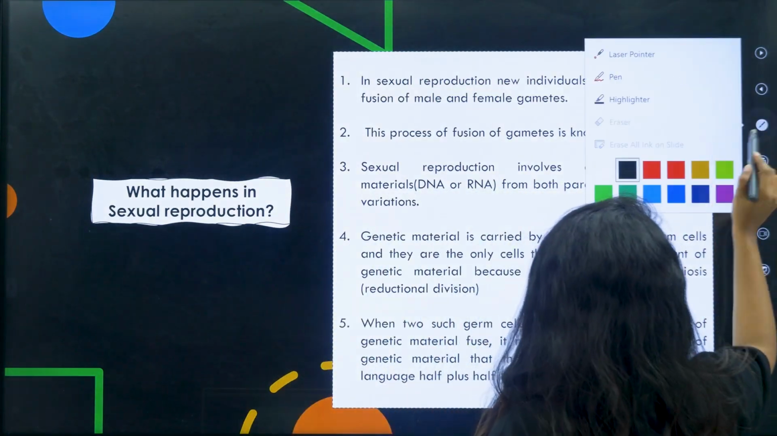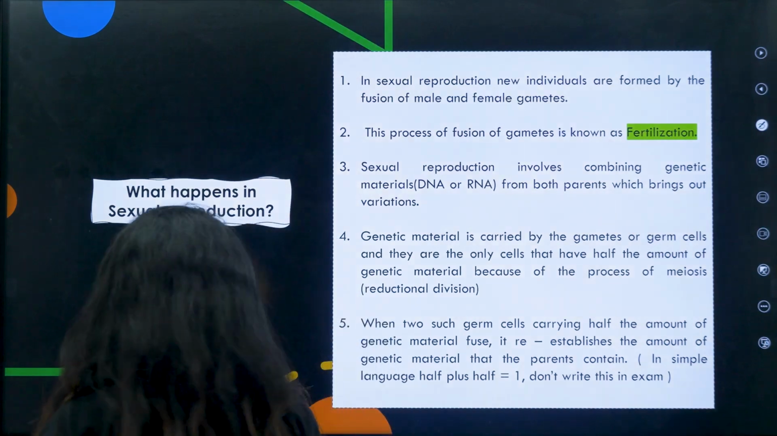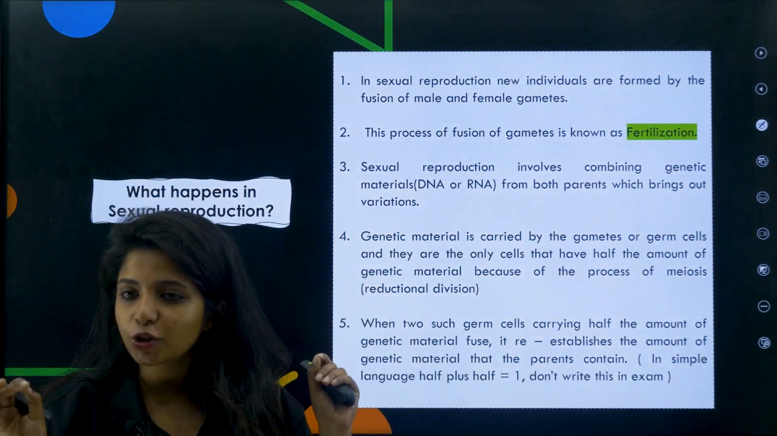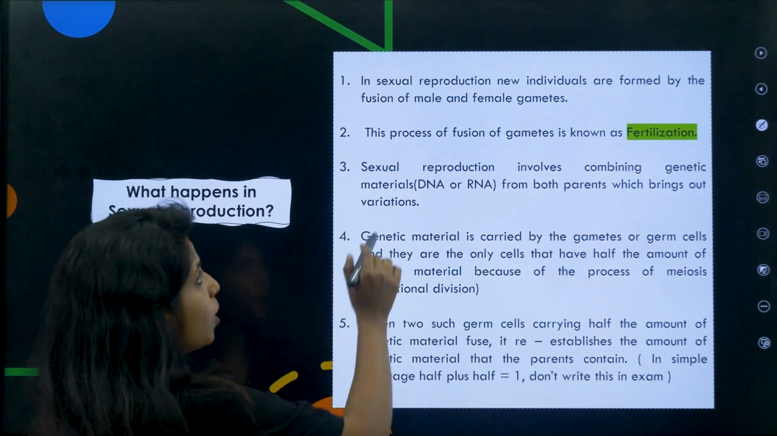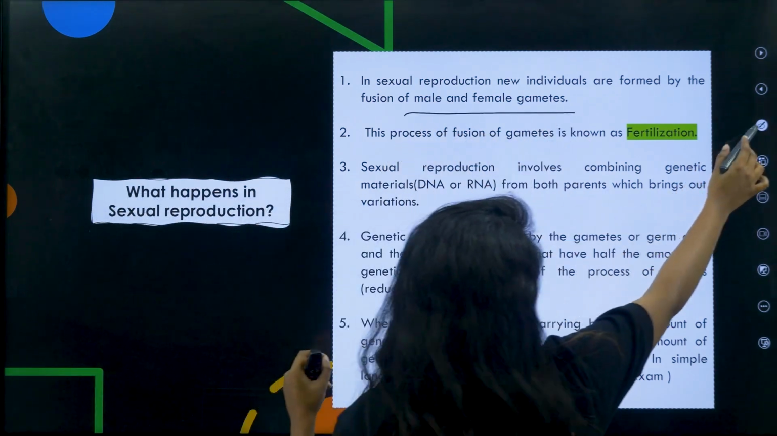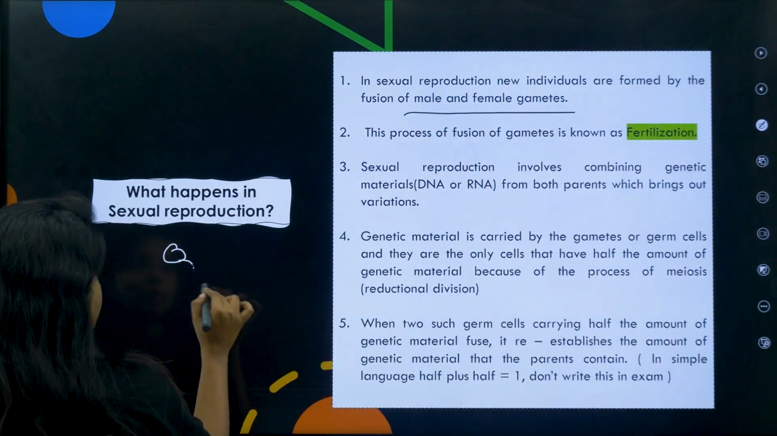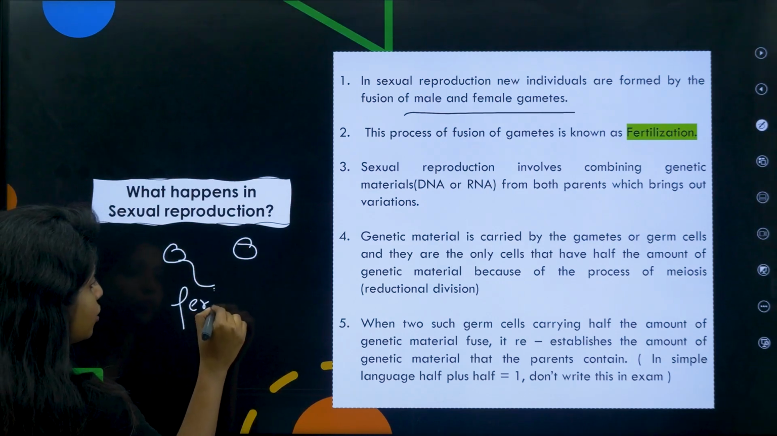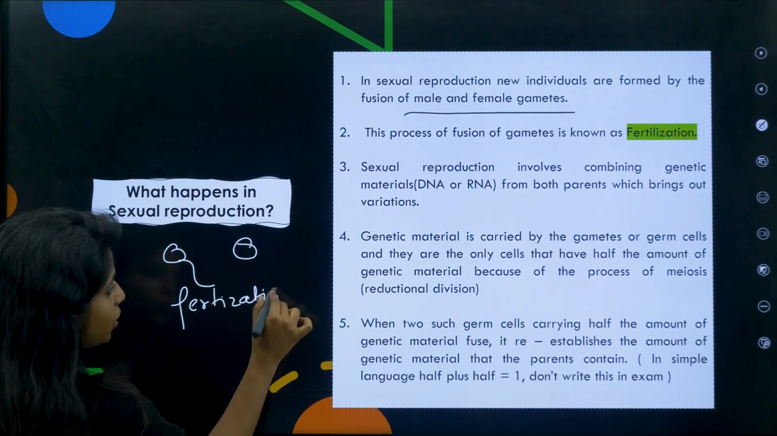Now, what happens in sexual reproduction, children? It's common for all, for plants as well as animals. Basically, in sexual reproduction, the new individuals are formed when the male and the female gamete fuse. So we have a male gamete and a female gamete, and they have to fuse. And what do you call this process? You call this process fertilization, which is written over there.